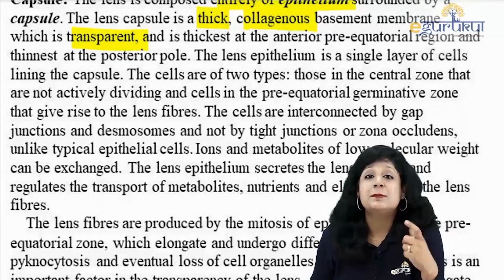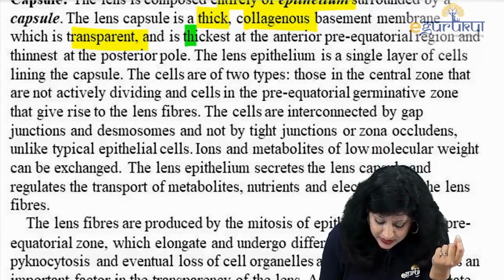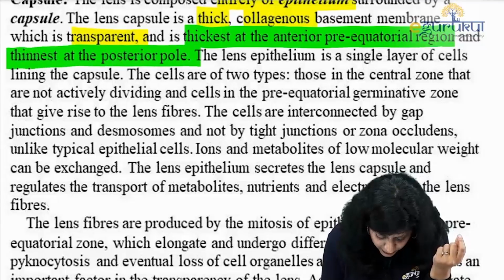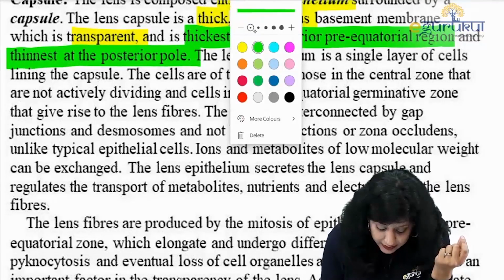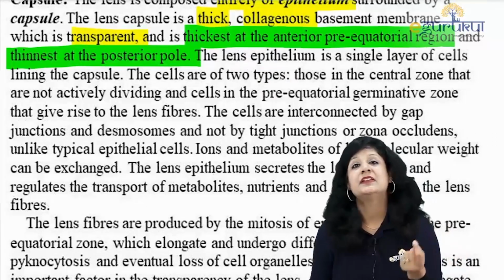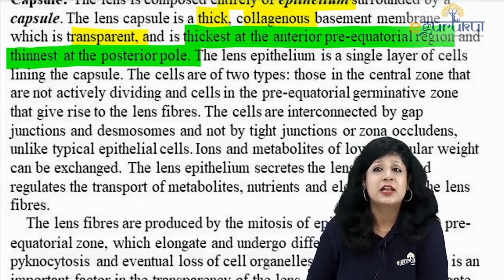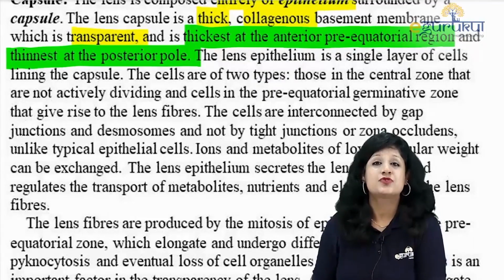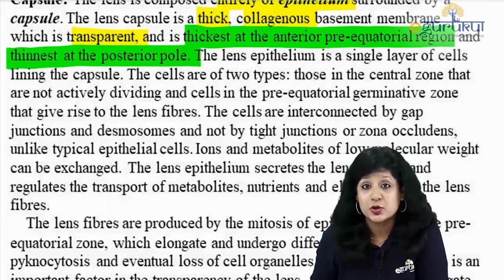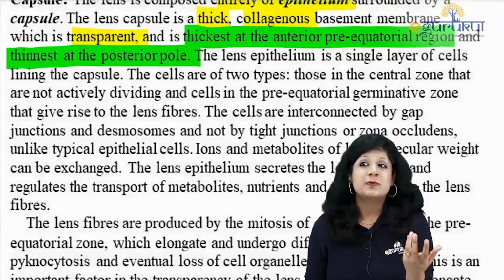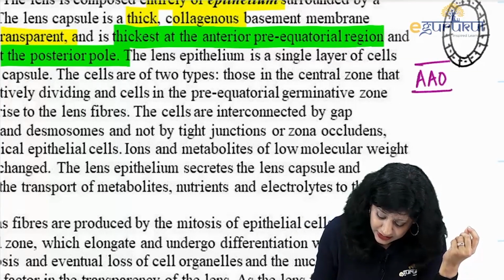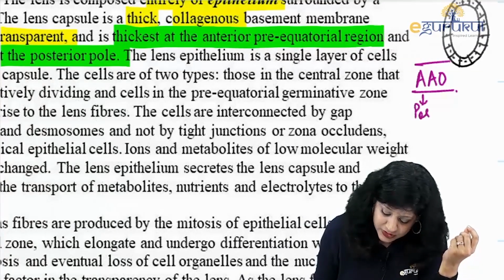So you know that it is a preequatorial area, yes. So it is thickest at the anterior preequatorial region and it is thinnest at the posterior pole. Now here you will say that you must have written that it is actually thickest at the preequatorial area, and if you remember, in the classes also I do tell you that Parsons says that it is the anterior preequatorial area where it is thickest, but if you go with the American Academy of Ophthalmology journal, then that says that it is the posterior preequatorial area which is thicker than the anterior.